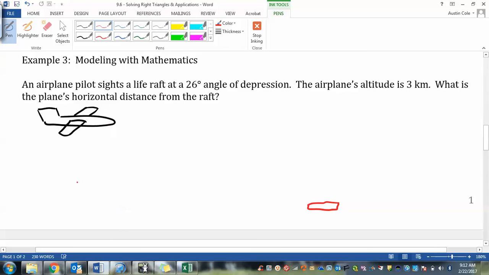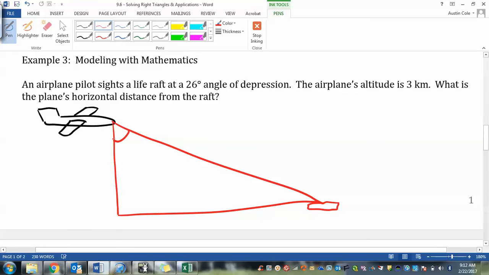And so, let me do this first. This is the line of sight. Would you guys agree? Line of sight from the airplane to the life raft. Now, don't draw this. Here's what everyone's going to want to do. Hold on. Did I make my angle of depression between the line of sight and a horizontal line? No. It is between the line of sight and a vertical line. No matter how you set the problem up, you're going to get it wrong. It needs to be the line of sight and a horizontal line.